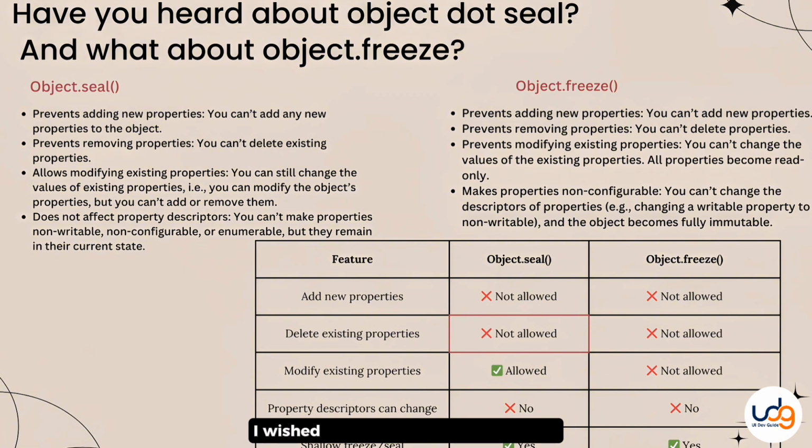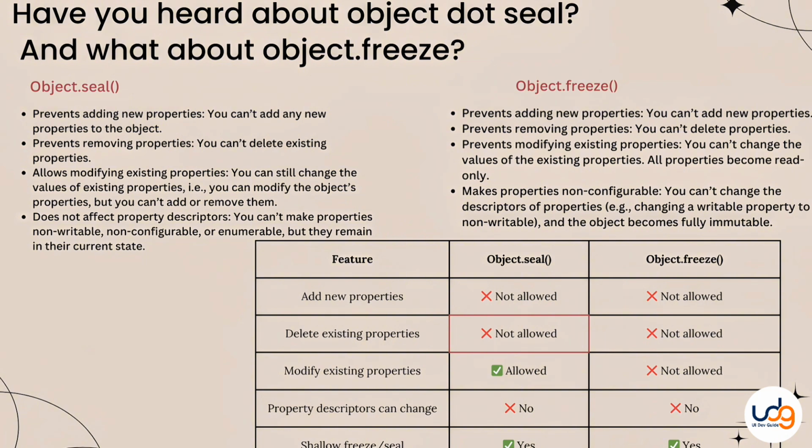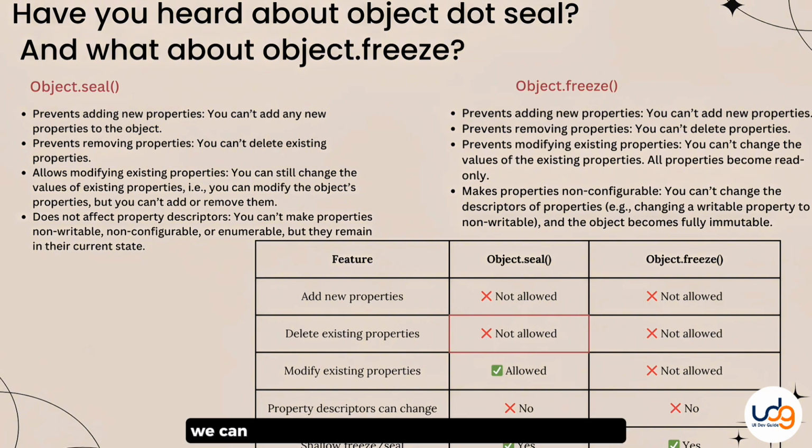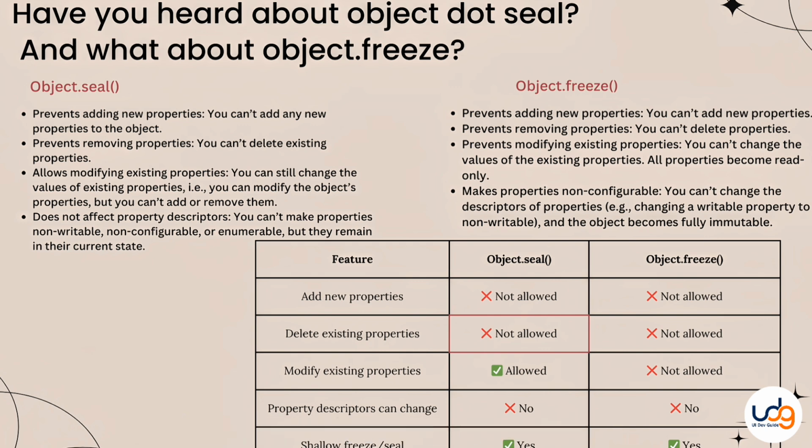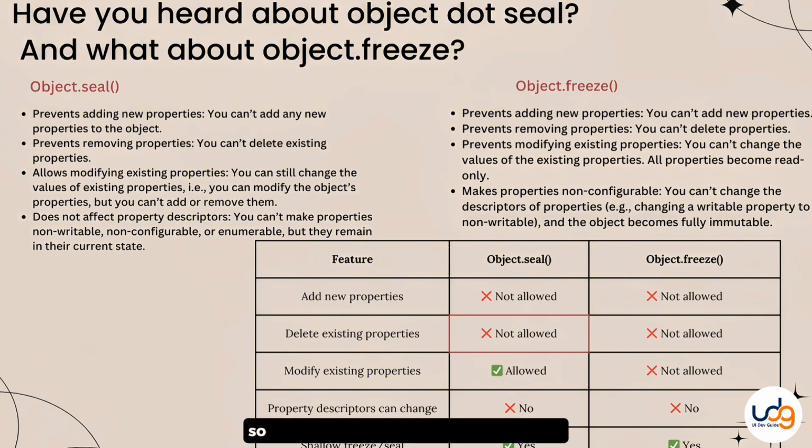I'm not sure. Have you heard about Object.seal? Yeah, Object.seal will seal its state. We cannot add or delete from that, but I think we can update the values. Okay. And what about Object.freeze? Freeze will completely freeze the object, so we will not be able to perform any actions on that object. We will only be able to read it.